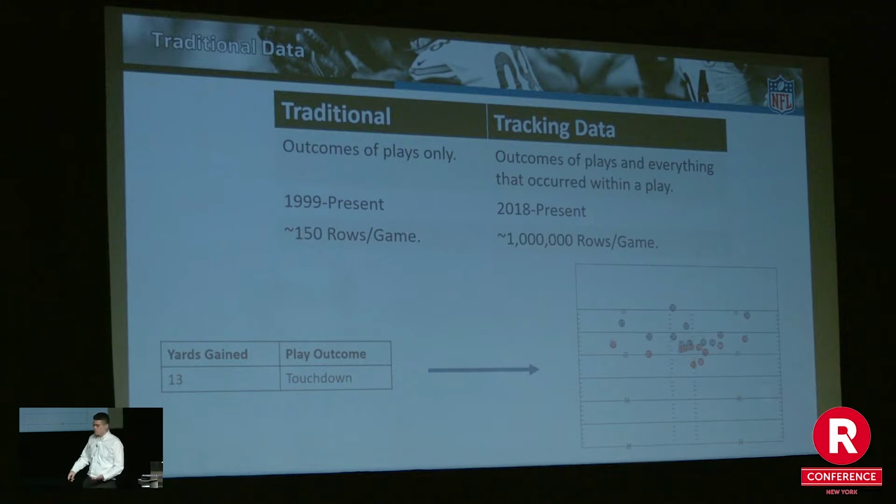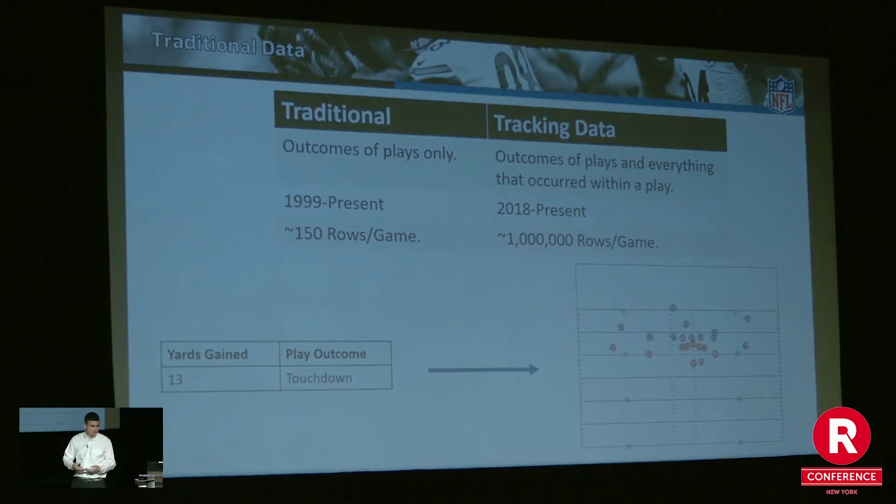As I was just saying, traditionally what we would have is just outcomes of plays, and for those of you who watch football, you would know it's a very start and stop game. You start at a certain state, and you know the score, the down, the distance, where they are on the field, and then the next information you get is once the play is over. What this tracking data gives us now is everything that occurred within the play. Instead of just knowing this play was a touchdown, we know this receiver ran this route to get open for a touchdown.